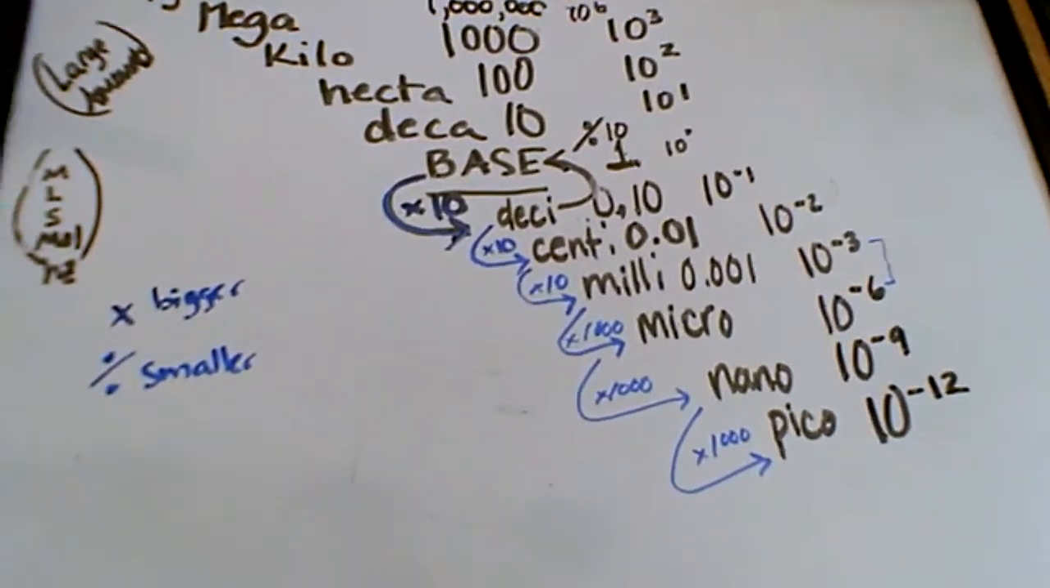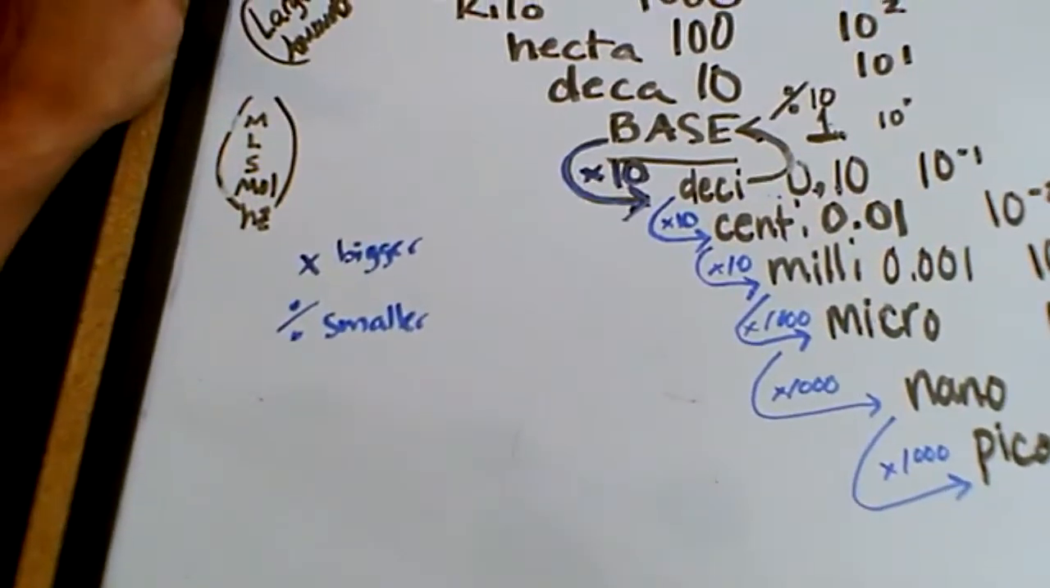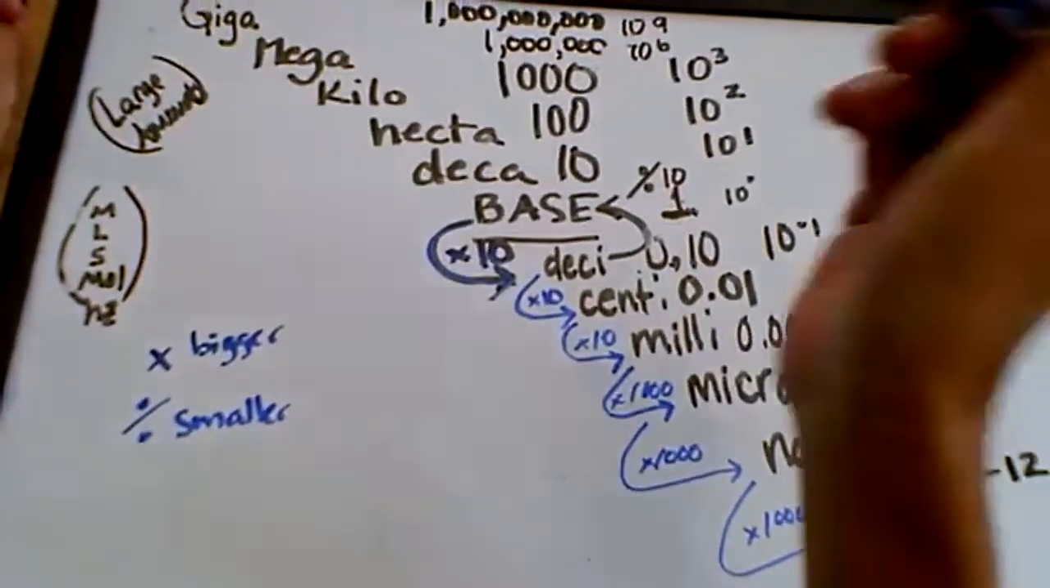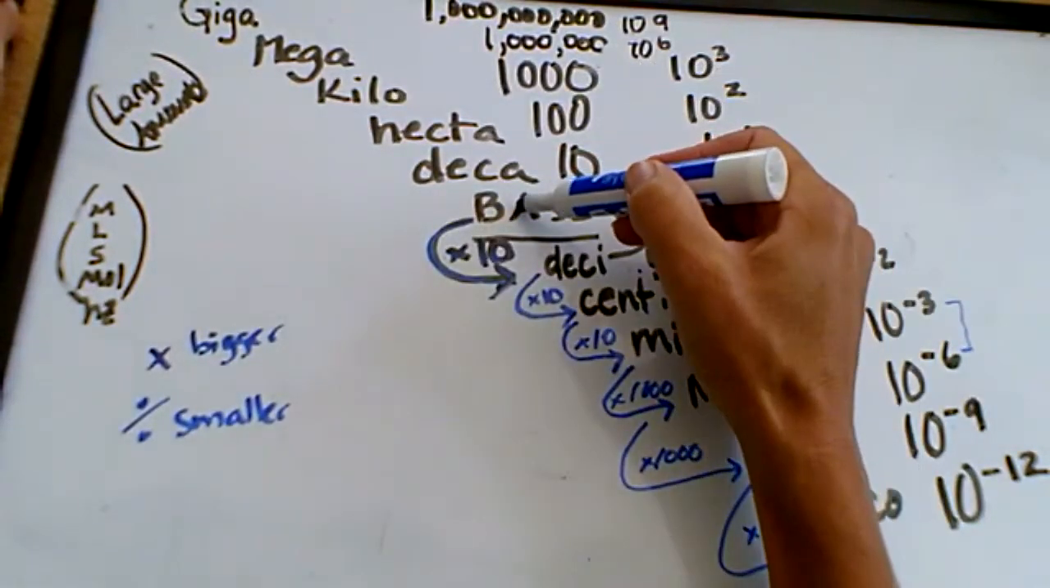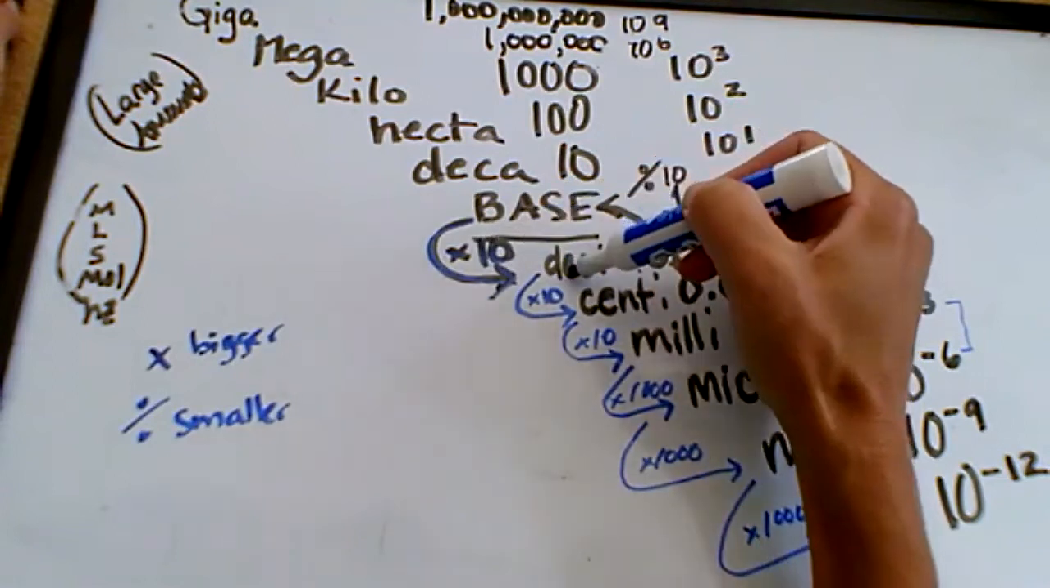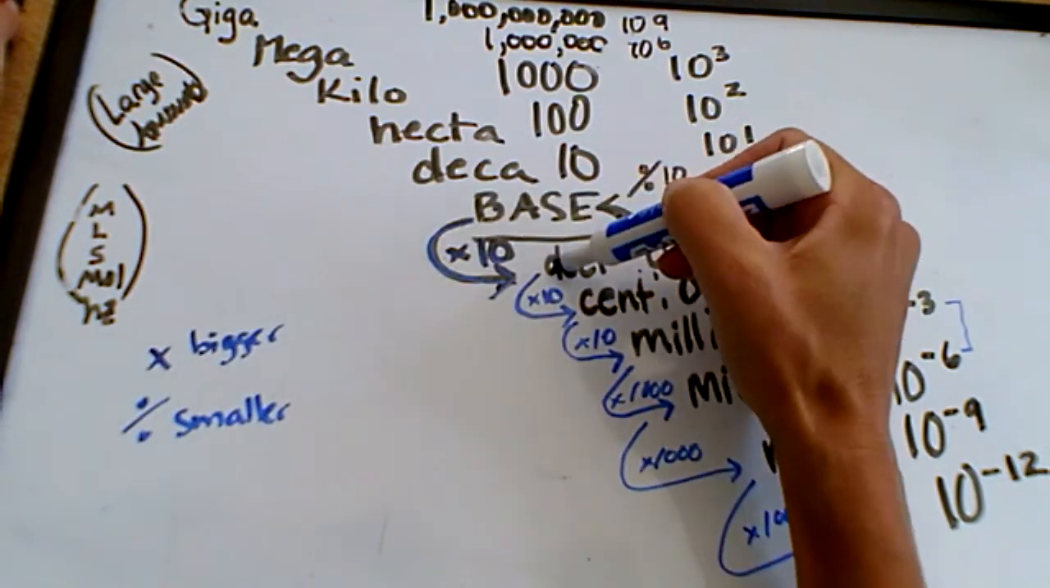No, yeah, let's keep going up. Now, remember all these are going down. This is 10 times bigger than this. So if I have 1 of these, I have 10 of these.